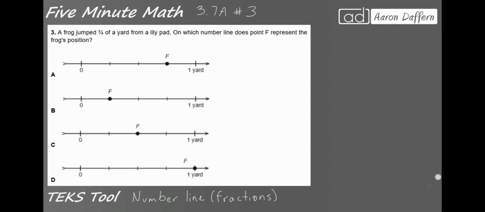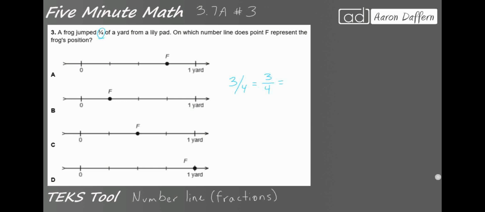All right, so we have a frog, and it's jumping 3/4 of a yard from a lily pad, and we need to find which point F on these four number lines best represents that 3/4. Let's break that down. What does that mean? You notice that the fraction is written with a diagonal like this, but we can also write it with a horizontal line. Both of those mean the same thing.